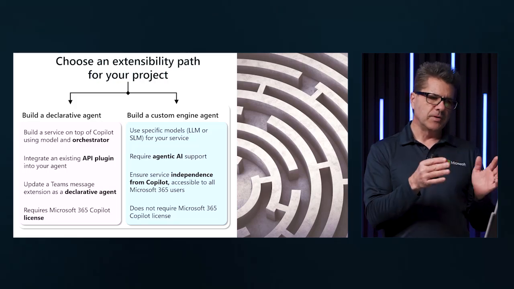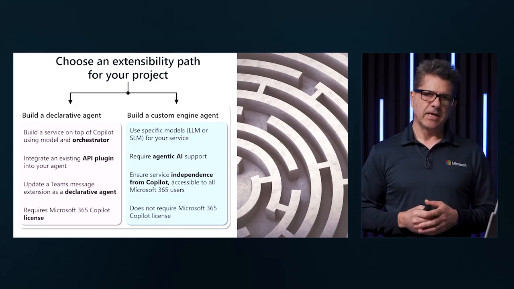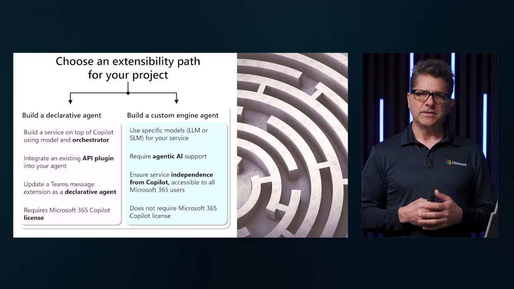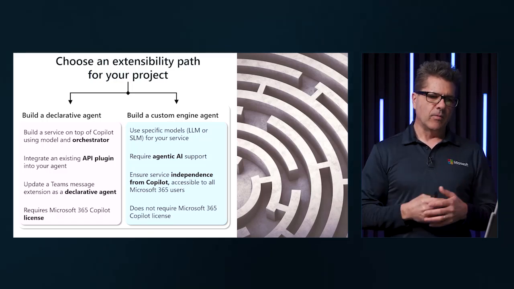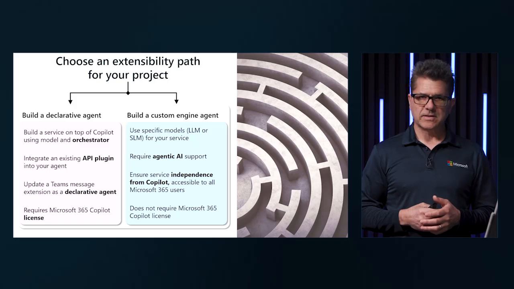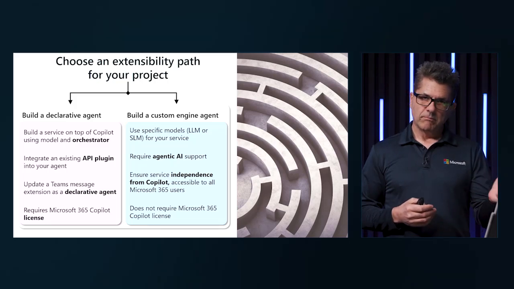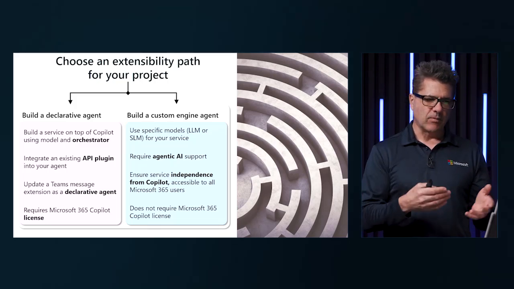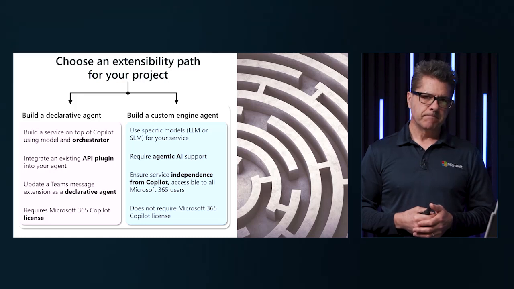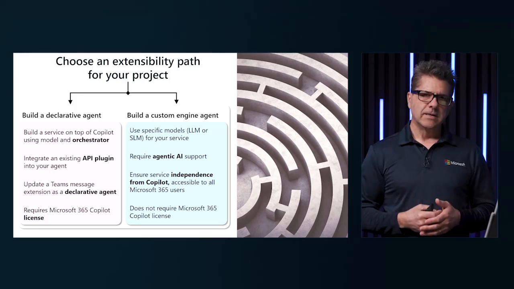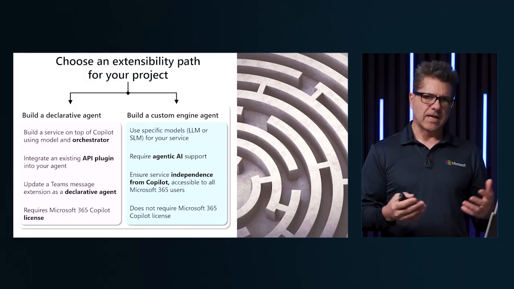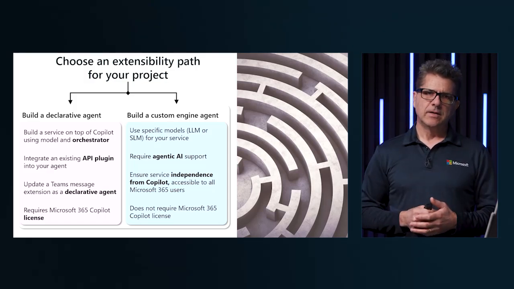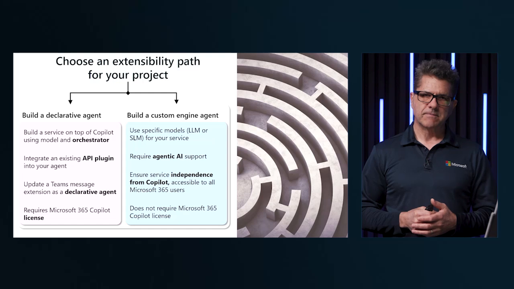Now, if I want to build a custom engine agent, this is going to be a little bit different, right? Now I'm talking about maybe there is an LLM I want to be able to customize, to be more specific. Maybe there are specific AIs that I want to be able to support on this. Also, I can look at it independent from Copilot 365. This is going to be assembled separately and does not require Microsoft 365 licenses.